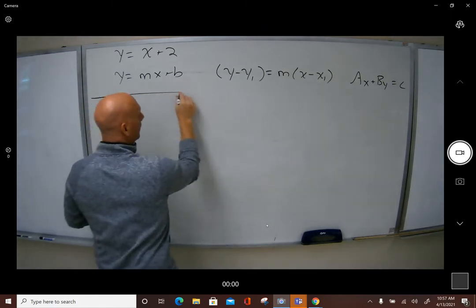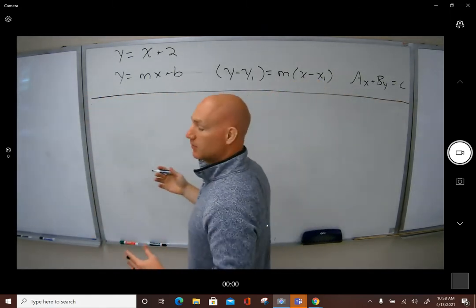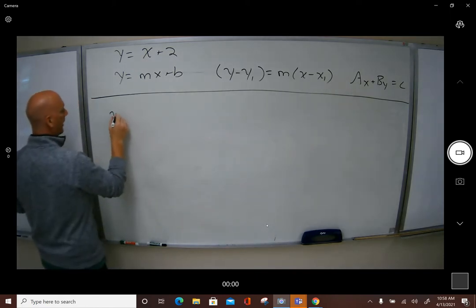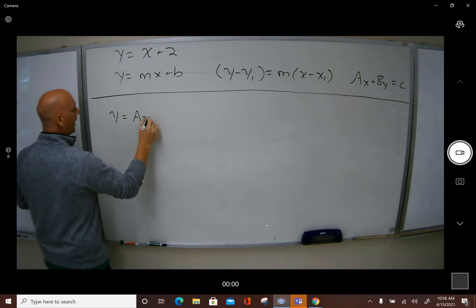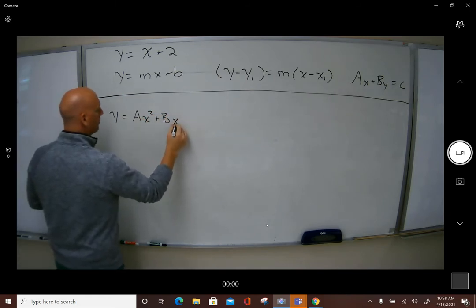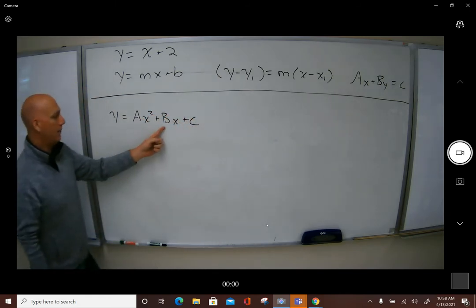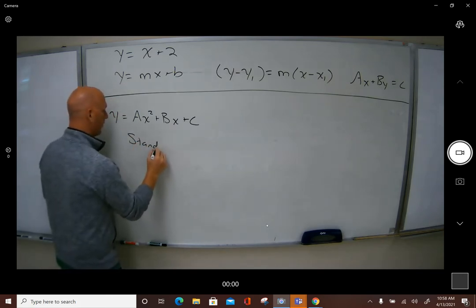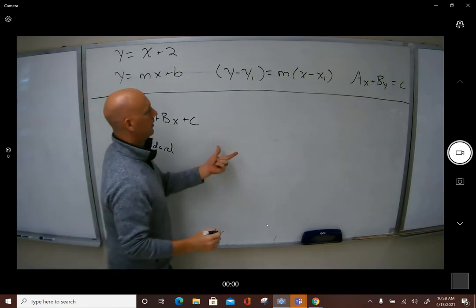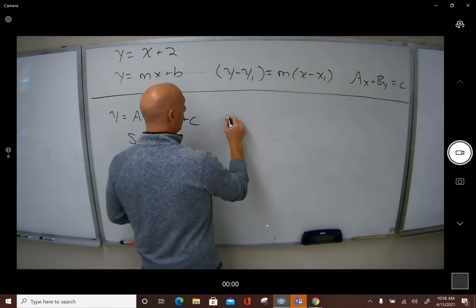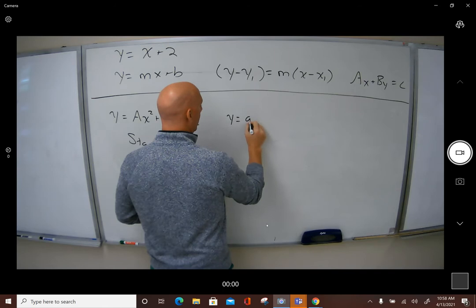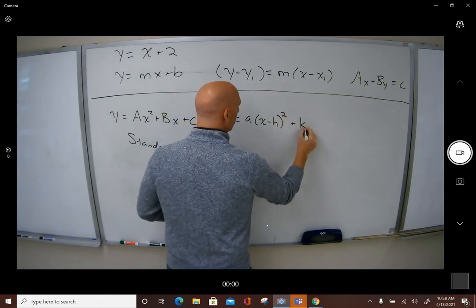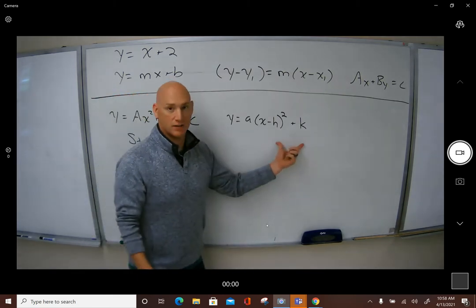X squareds can come in multiple forms. So I'm just going to give you the three main ways. So this is the standard form of an x squared. So y equals ax squared plus bx plus c, where a, b, and c are just numbers. Okay? This is called standard. Next, we have y equals a outside of x minus h squared plus k. This is called vertex form.